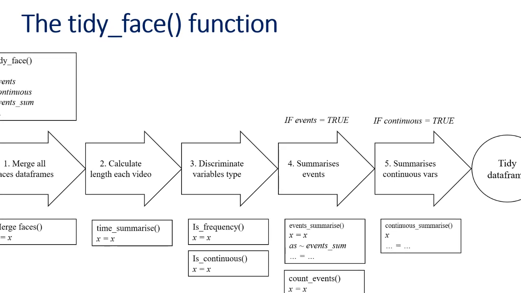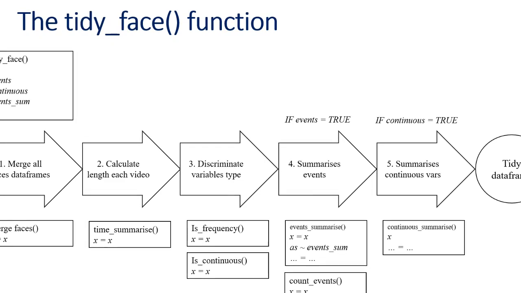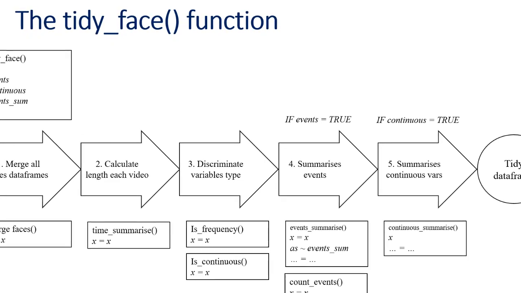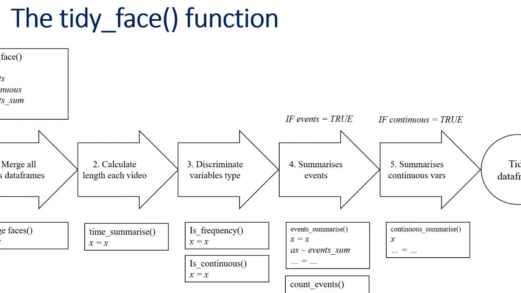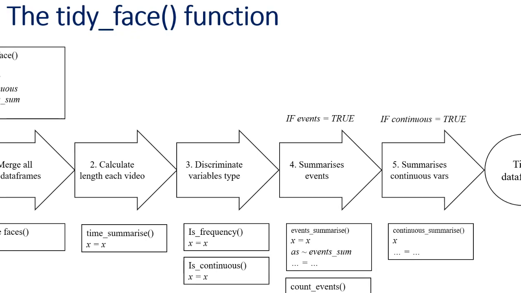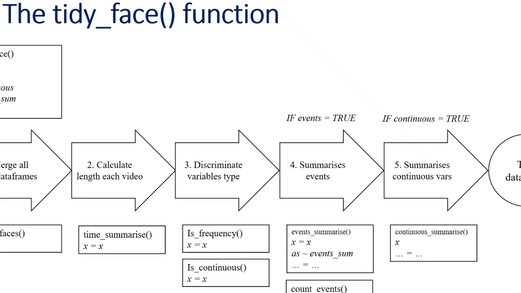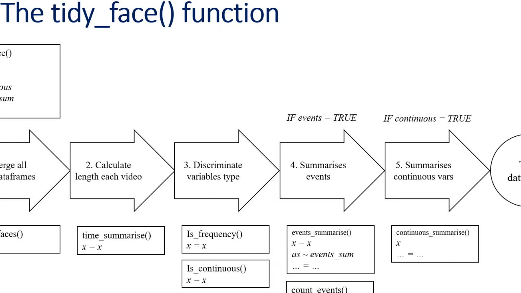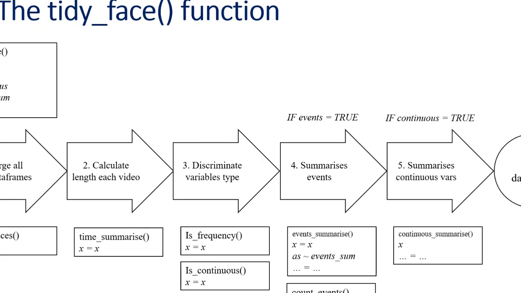3. The function separates dichotomic variables, or events, which describe if something is happening or not, like smiles, and continuous variables that describe the intensity of something, like our AU variable. 4. It summarizes the events as sums or rates. 5. It summarizes continuous variables. The standard output is mean and standard deviation, but other options are available.